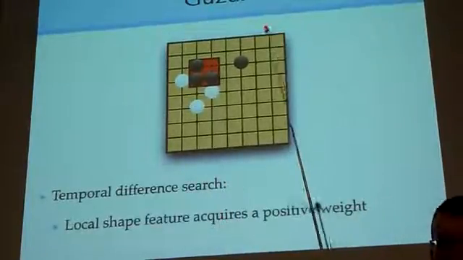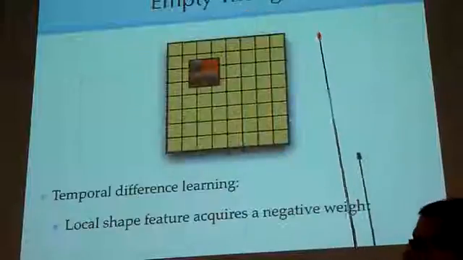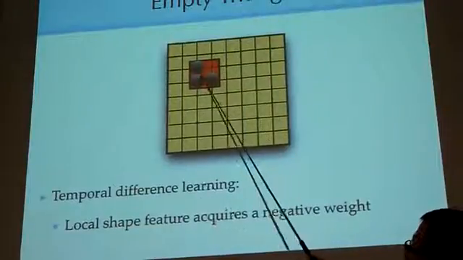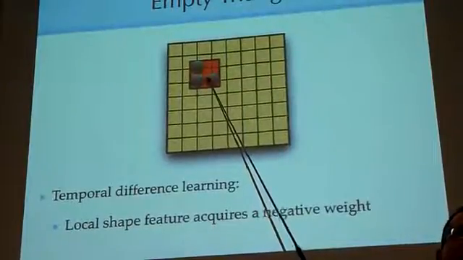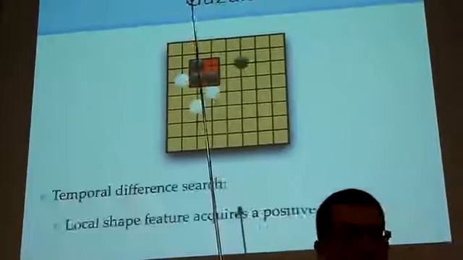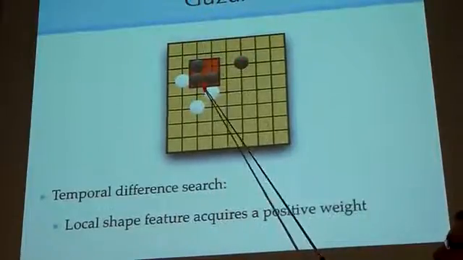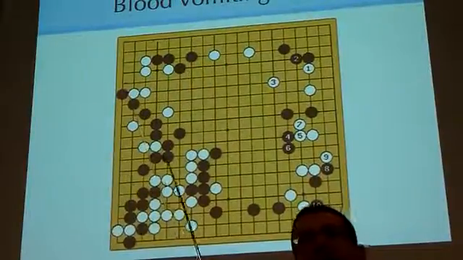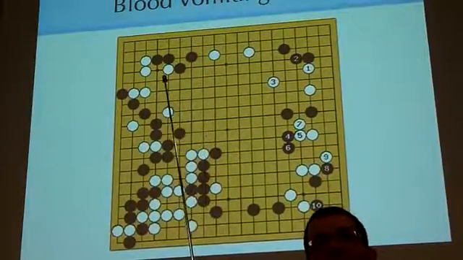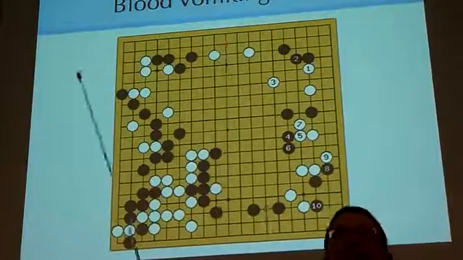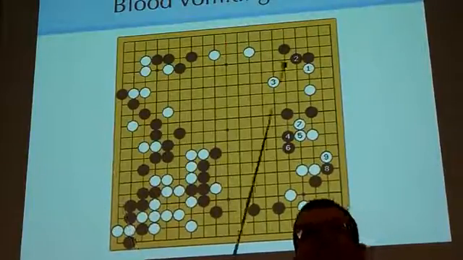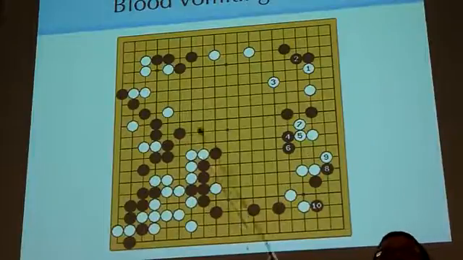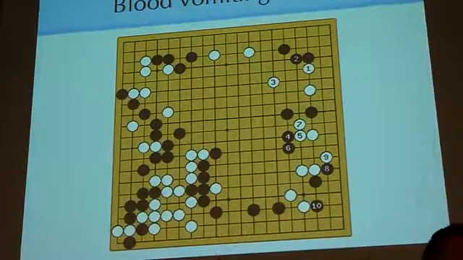And what's nice is that when you do something like TD learning, you're able to learn something like this shape is bad in general. When you do TD search, you're able to learn something like this shape is good right here. Okay. And this turns out to be more effective than Monte Carlo search but less effective than the most sophisticated ways to use Monte Carlo tree search. Anyway, thank you.